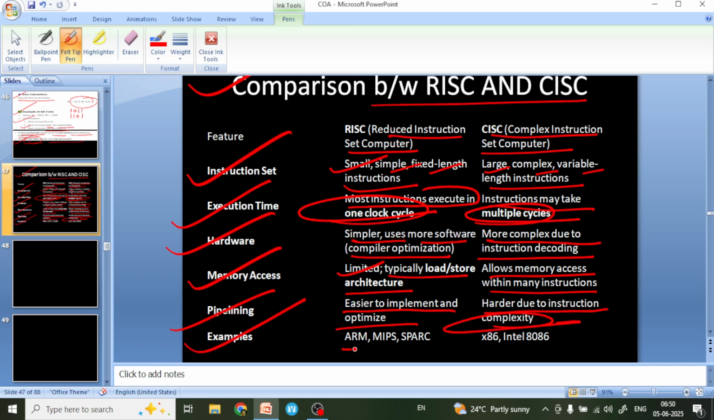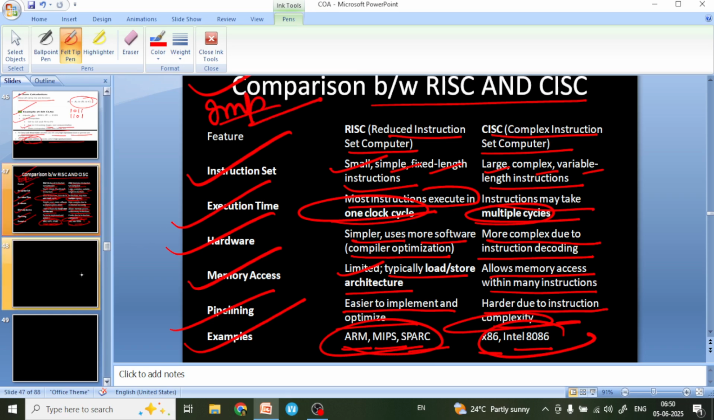Examples: ARM, MIPS, SPARC are RISC, and x86, Intel 8086 are CISC. These are the instruction sets of each type. And this is a very important question, you should learn it properly.